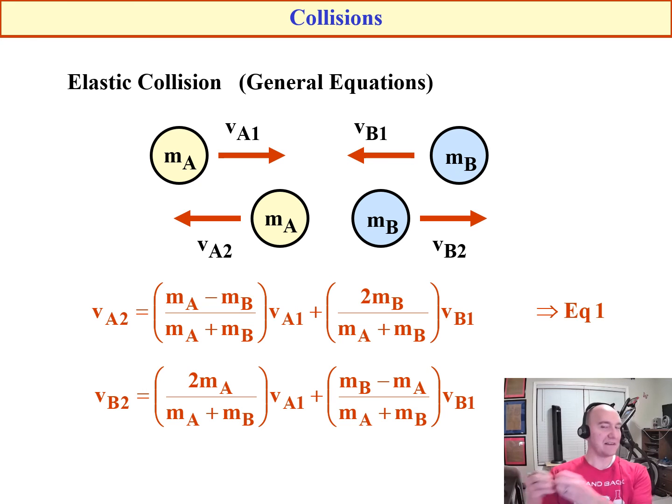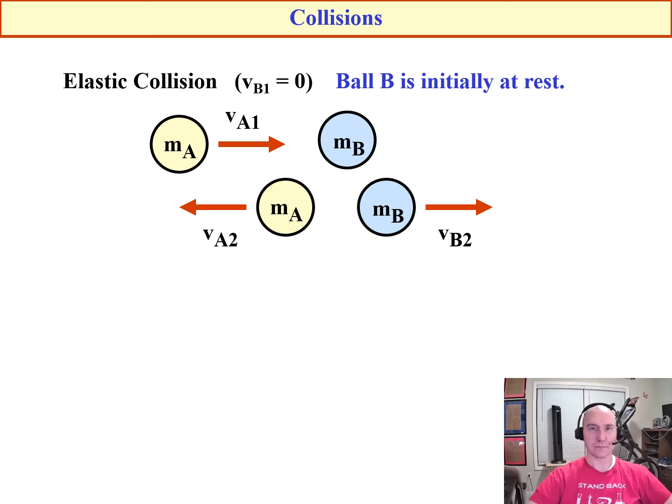The one that's not very massive at all is going to gain its velocity back in the other direction, plus twice the velocity of the big mass. All right, so let's go through a couple scenarios with this. As we mentioned before, B is at rest. So what happens to the mass of A?